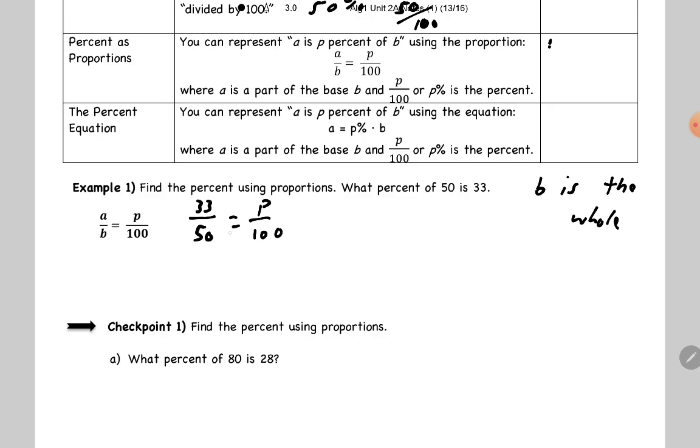So reduce if we can. If we cannot, then we have to cross multiply. So I'll get 50p equals 3300, divided by 50. And we'll get P, or P's on this side, is 66. So 66%.